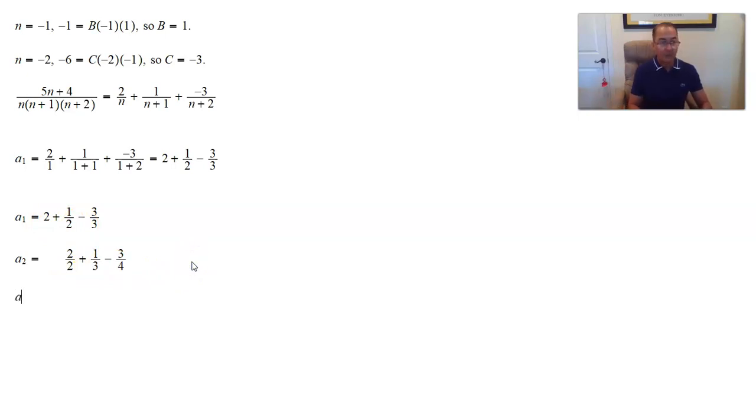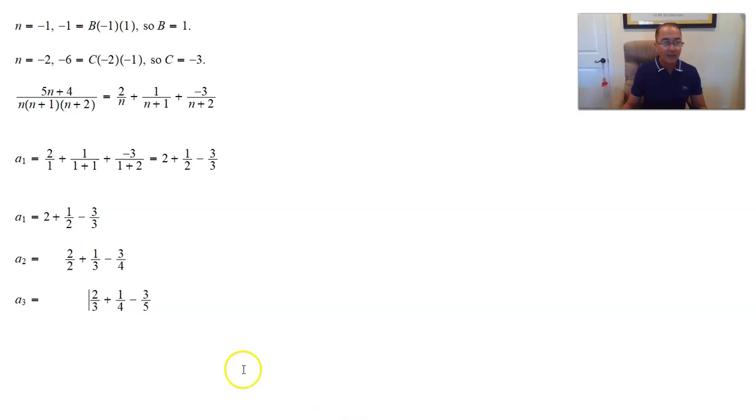Okay. Couple more. What is a sub 3? So you will now get 3, 4, and 5. All right? Copy. Oh, you know what? Here's what I'm going to do. The denominators will be 3, 4, and 5. Okay, the numerators stay the same: 2 plus 1 minus 3. But for n equals 3, we're going to get 3, 4, 5. Okay, I'm going to scoot this over to the right.